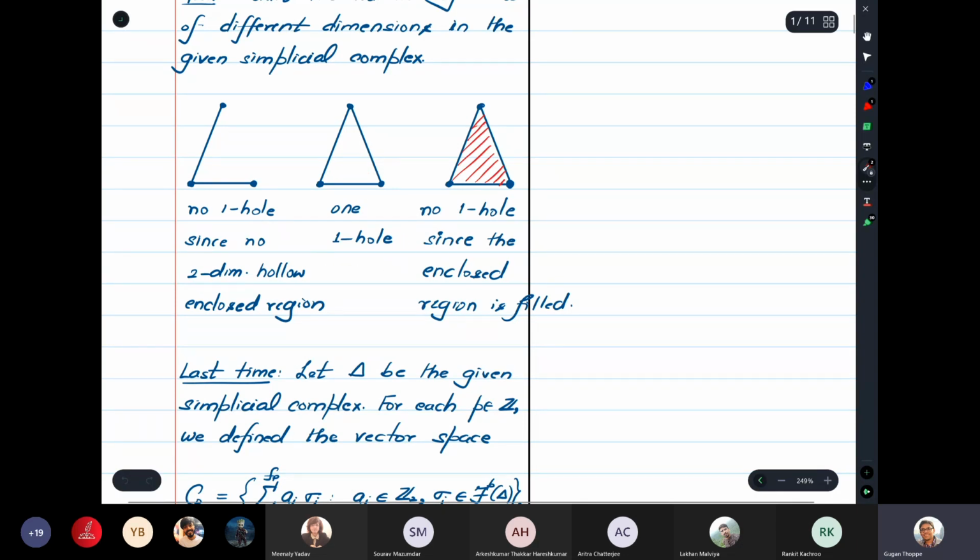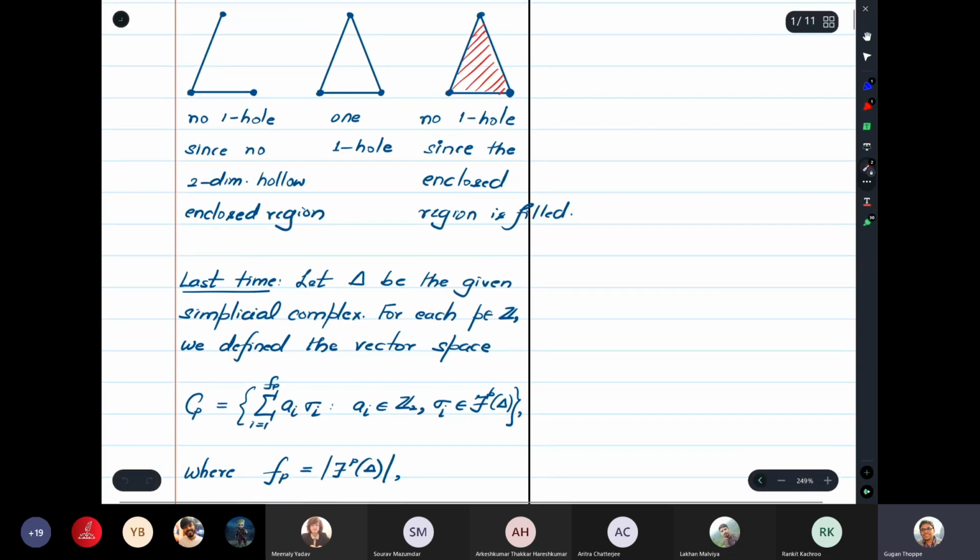Whereas in this simplicial complex, the difference between this simplicial complex and this simplicial complex is that there is an additional triangle in here, if you can see, right? So because of this triangle, although there is an enclosed region, this enclosed region is filled. Because of this reason, we would like to say that there are no holes in this simplicial complex as well. So there are no holes here, no holes here, but one hole in here. That is what we would like to be able to do.